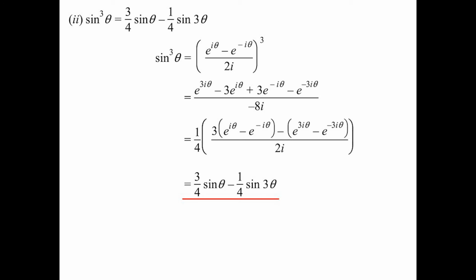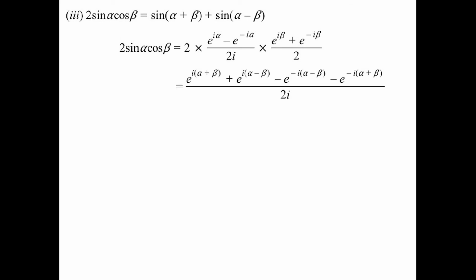Thus proven. What about this one? Remember the product to sum formulas. So we're going to try and do our product to sum formula here. 2 sin α cos β equals sin of α plus β plus sin of α minus β. Okay, 2 sin α cos β. So that'll be 2 times my relationship for sin α, and times by 1 for cos β. Expand that out. And remember, when we multiply, we add the powers. So I've written them as α plus β and so on.